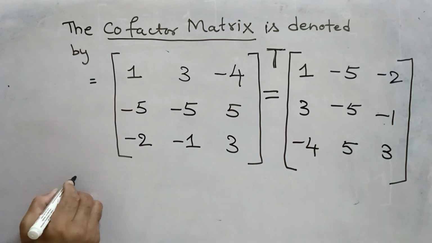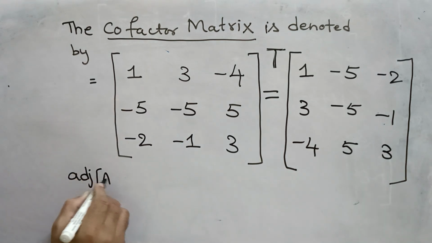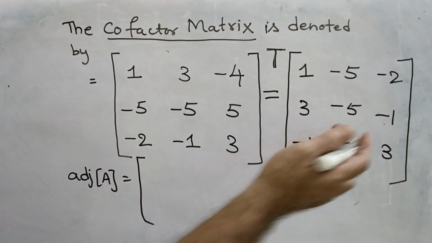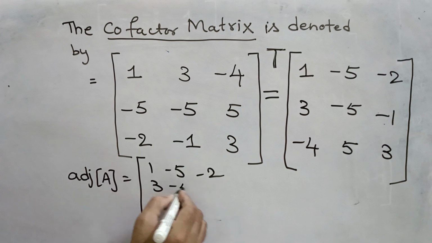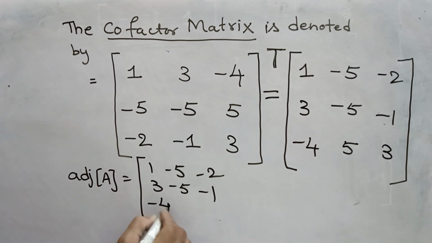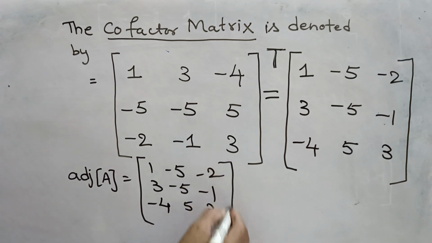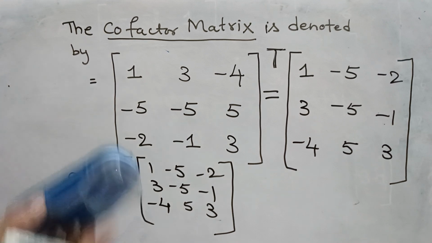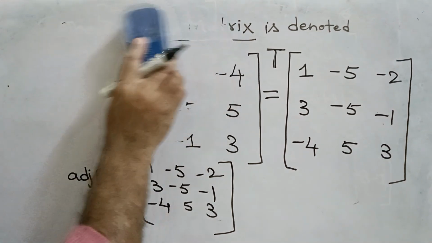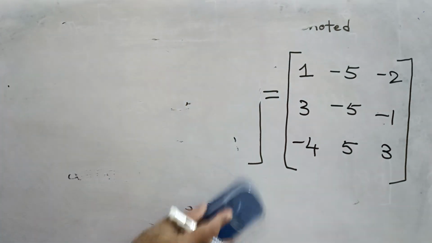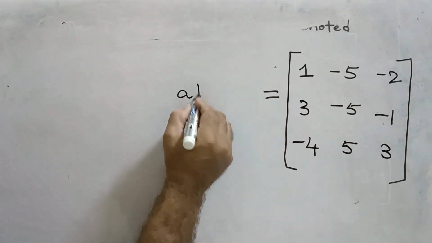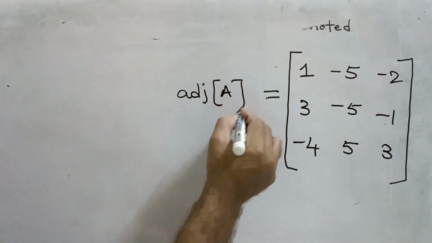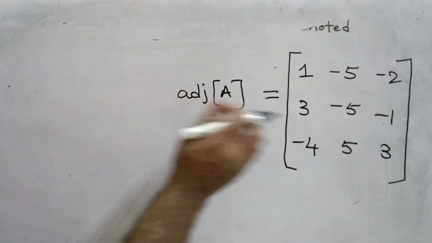Therefore, adjoint of A is nothing but this particular matrix: 1, minus 1, minus 2, 3, minus 1, minus 1, minus 4, 5, 3. This is called your adjoint matrix. Then what is the inverse, my dear? What is the formula? I can keep this one without erasing because I need this. This is my adjoint of A. I hope you are getting this.